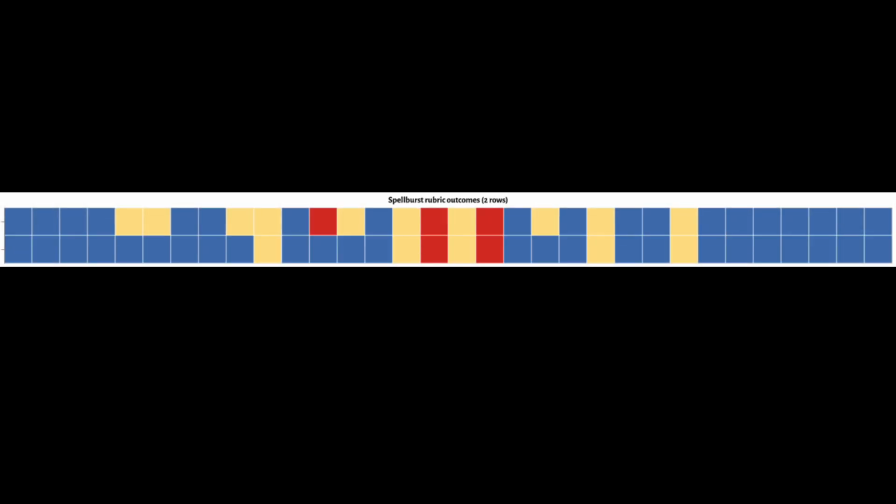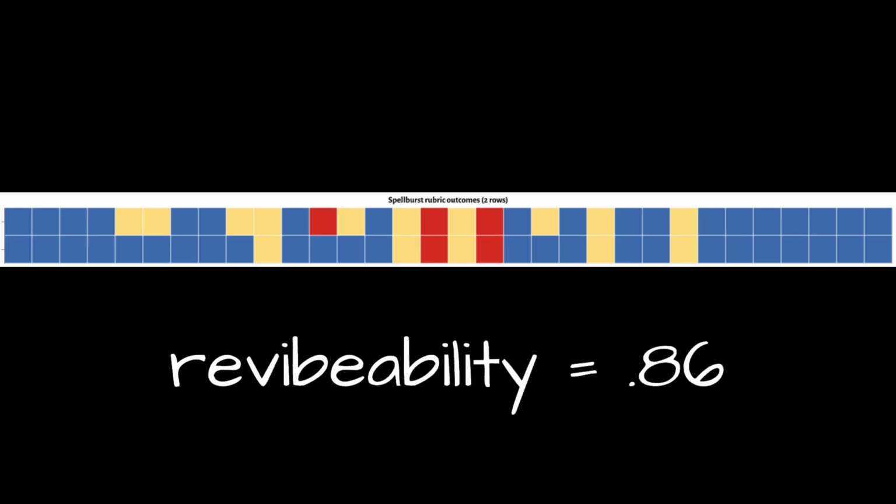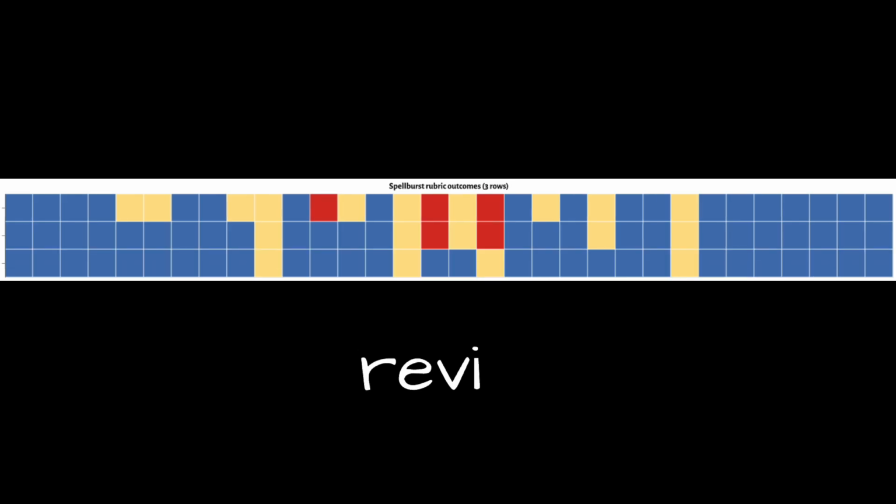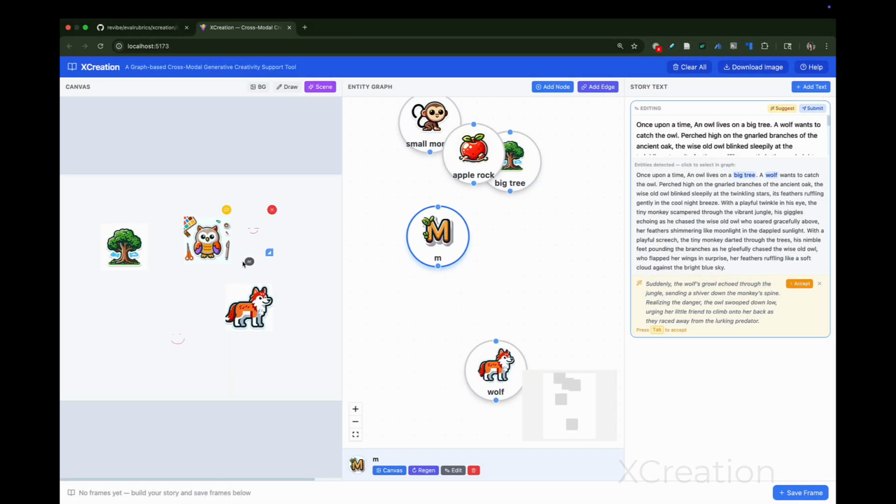Each cell reflects a test, with blue, yellow, and red corresponding to complete success, partial success, and failure respectively. Here are some examples of the output of revibing.